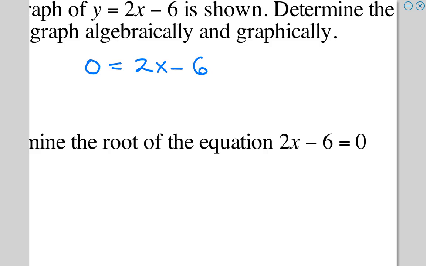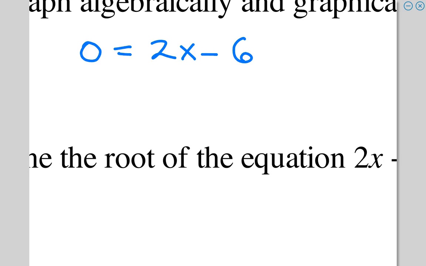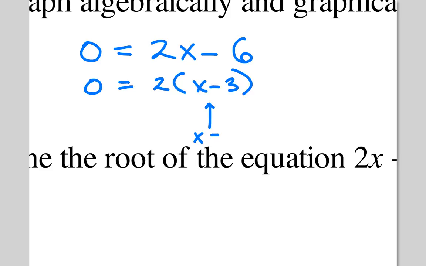Now, how would you solve this in junior high? You would move 6 to the other side and then divide by 2. You could also use your factoring. What do they have in common? 2. Take out the 2, you get x minus 3. Then you solve this. x equals 3. Okay, that's another way you can do it. You can use factoring, because that's what you do in degree 2 polynomials. So you could also do it with degree 1, using factoring.